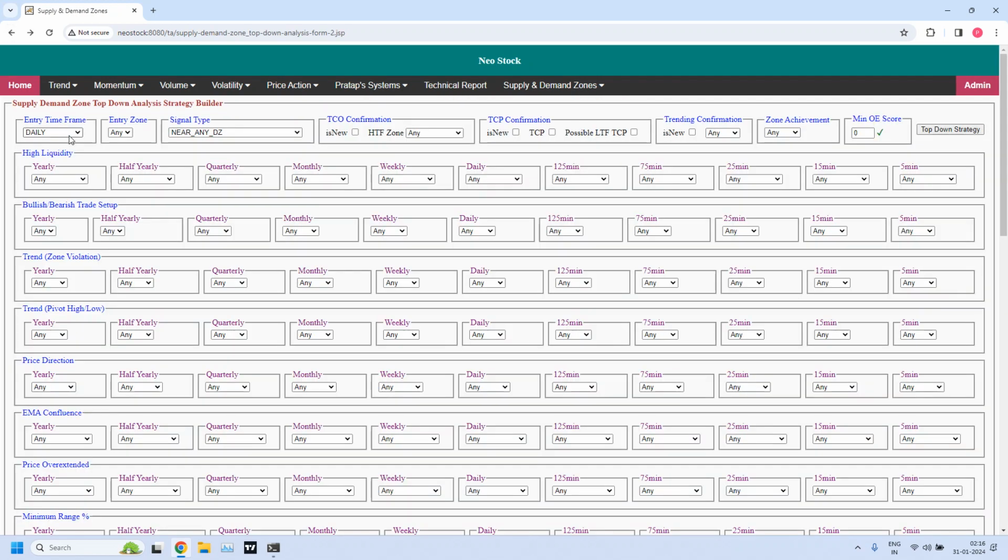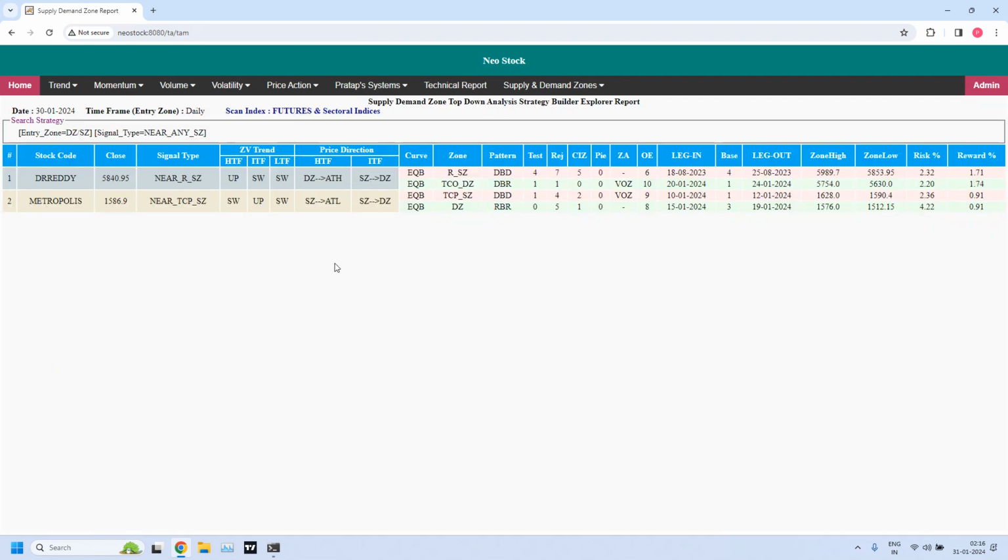So let me go back for the daily time frame. Let us find the stocks near the daily supply zone. Two stocks are filtered. Again, Dr. Reddy is there. Already the zones are tested, you should not repeat them again. You should look for a fresh zone. Please, you should not forget that.